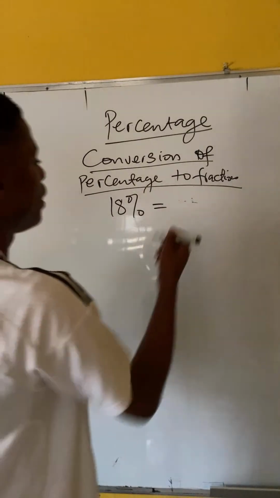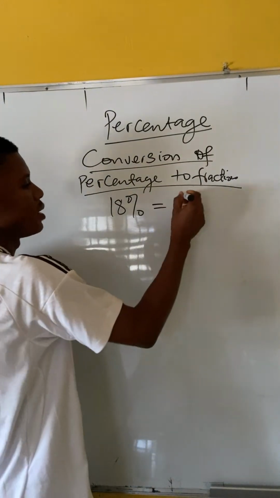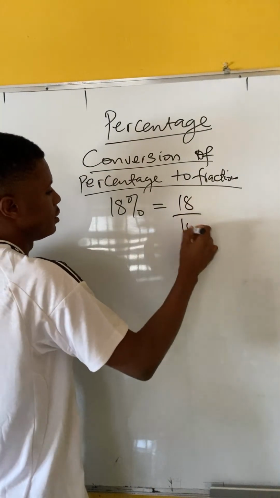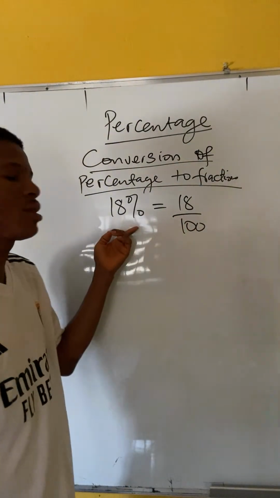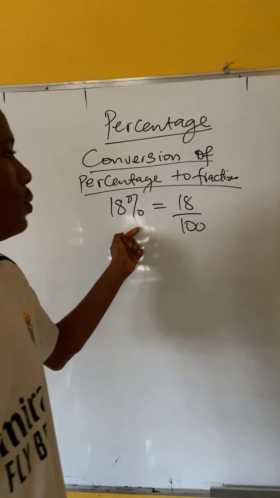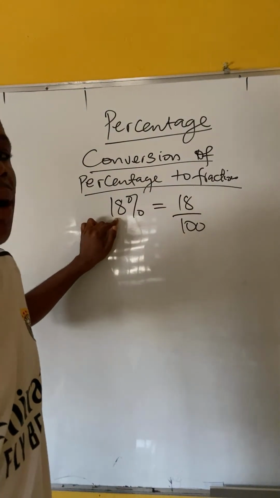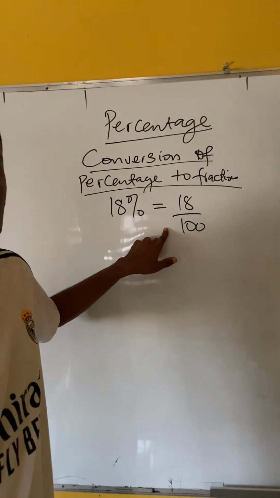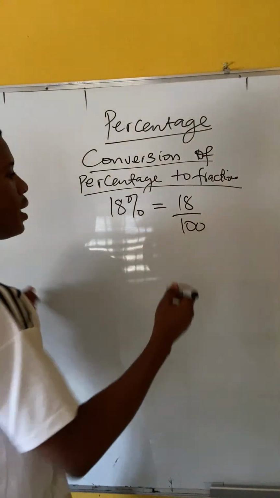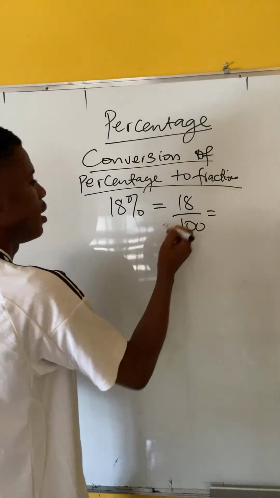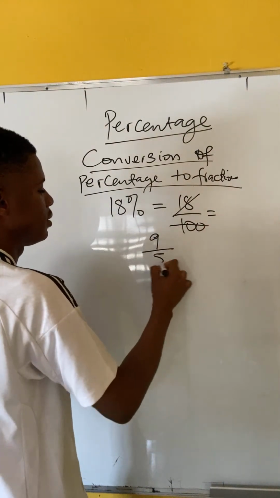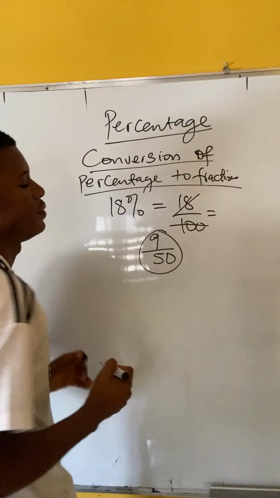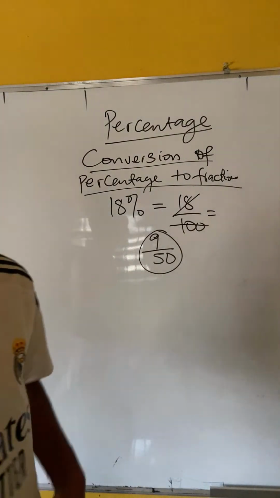Okay, to convert, 18% is the same thing as 18 over 100. To convert percentages to fractions, all you need to do is divide the number by 100. So if you divide, what are you getting? You see you have 2 divided is 9, 2 divided is 50. Okay? You have 9 over 50. Are you getting it?